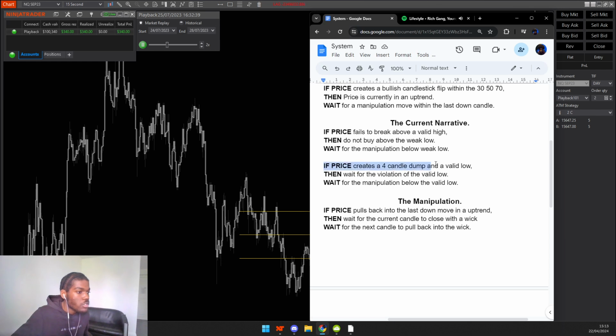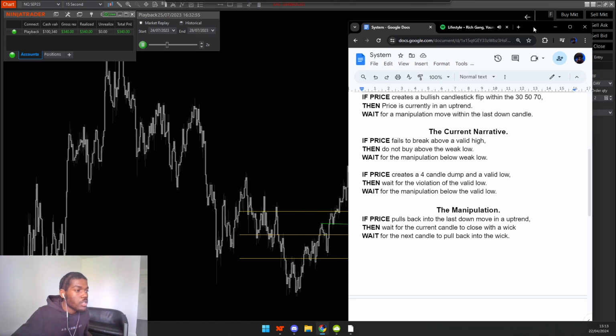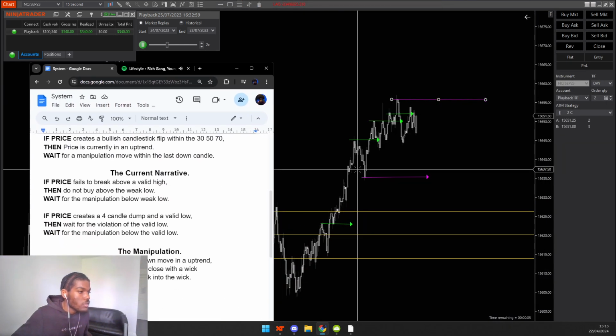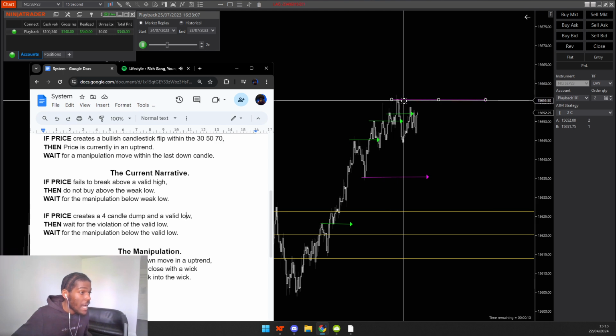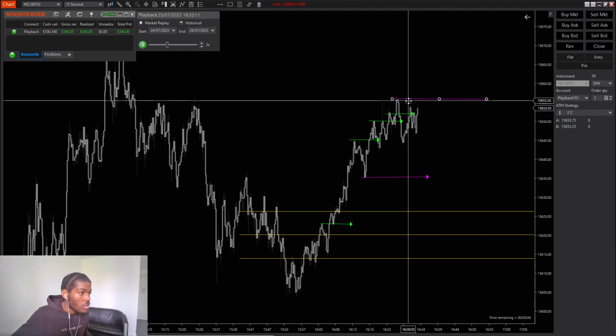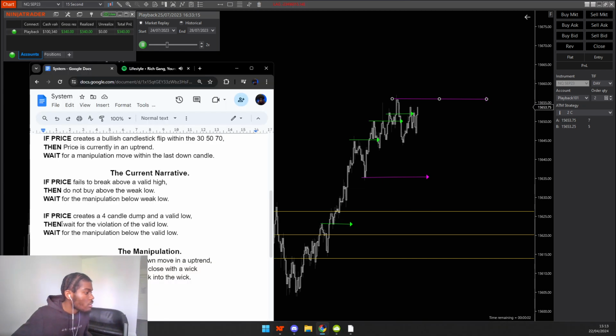Okay, cool. So if price creates a 4 candle dump, it's basically 4 to 6 swings, but on candlestick structure, right? So if price creates a 4 candle dump and a valid low, so let me put it in terms of this. If price creates a 4 candle pump and a valid high right here, then wait for the violation of the valid high. And then wait for the manipulation above the valid high. So that's how you engage.